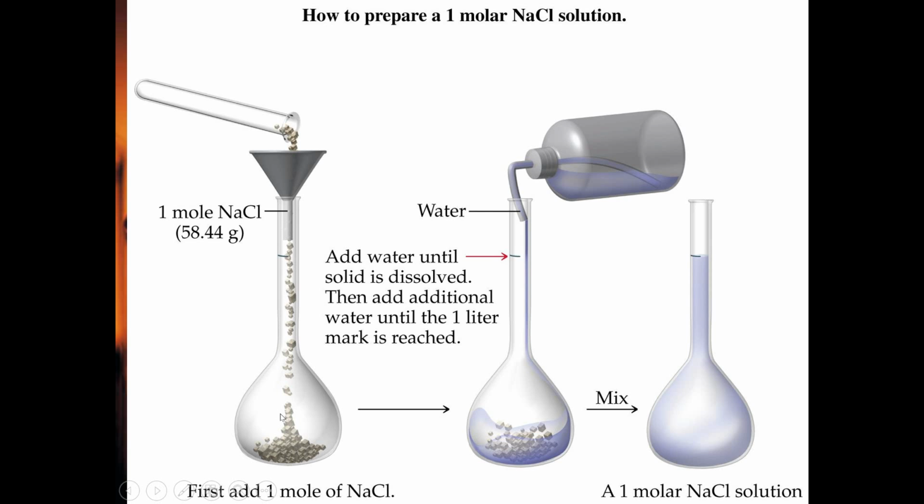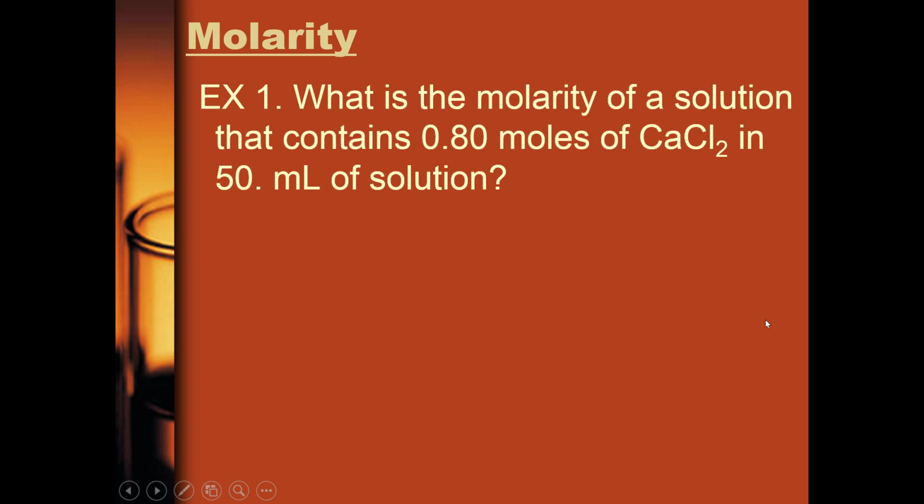Once you add it to the volumetric flask, you add a little bit of distilled water. We want the pure stuff, and then you swirl it around. Once it's all mixed, you're going to dilute it to the mark, and that little line represents 1 liter, and now you have a 1 molar solution, and that's how to create a solution.